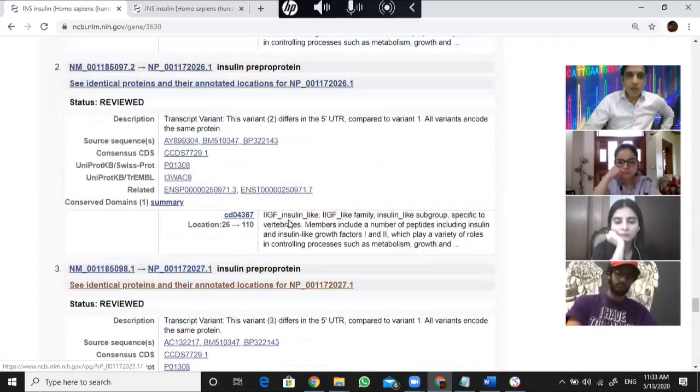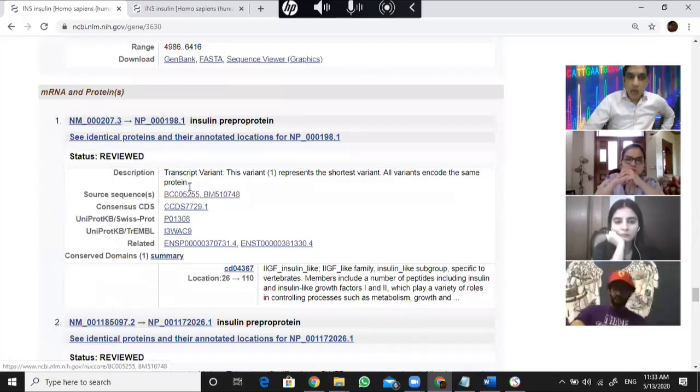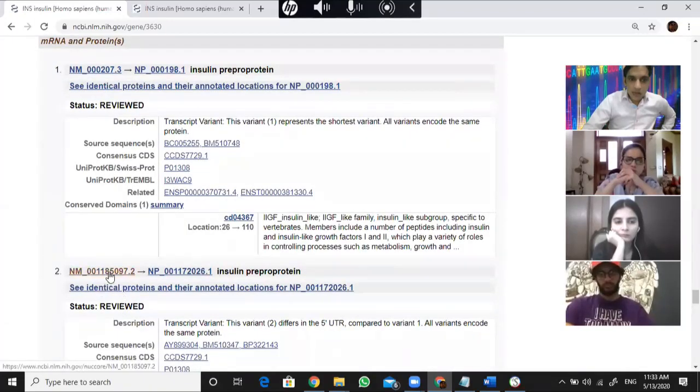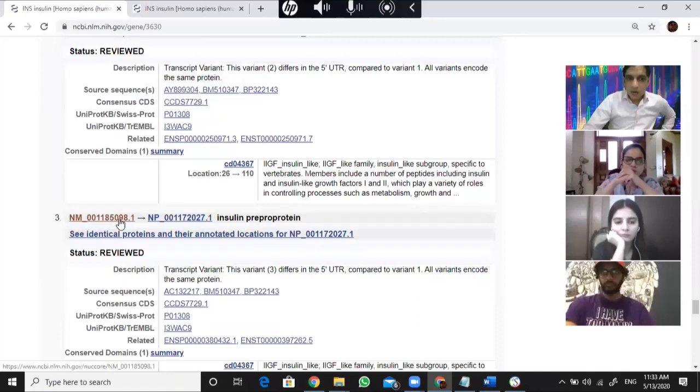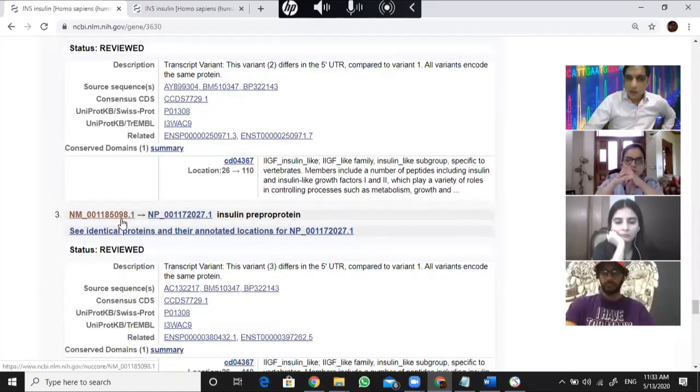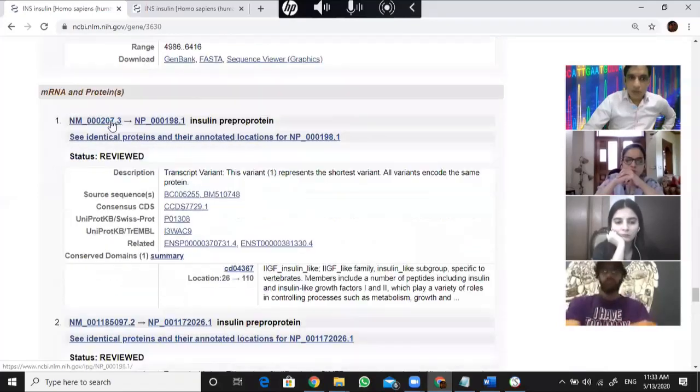So I will be using the first variant, the NM. Note every variant has a different code. NM 000207.3. This one has a different sequence, different code altogether. This will take me to the variant 2 sequence. This will take me to the variant 3. This will take me to another code, another variant. So I am using the first variant, this one.